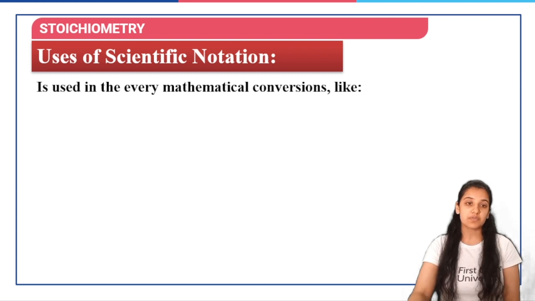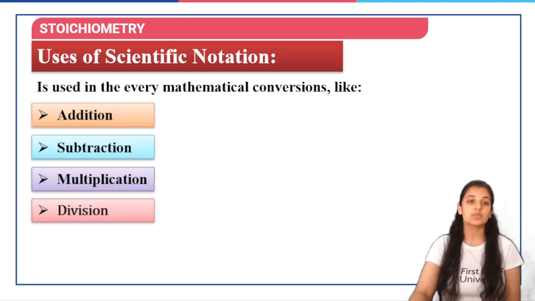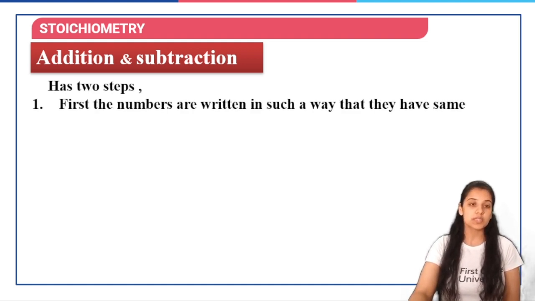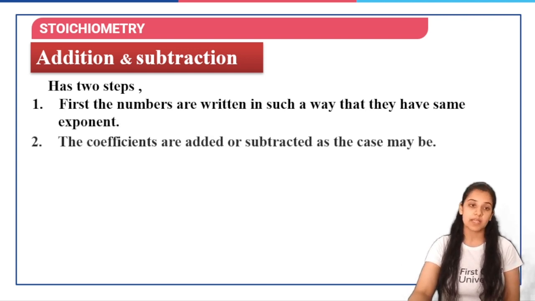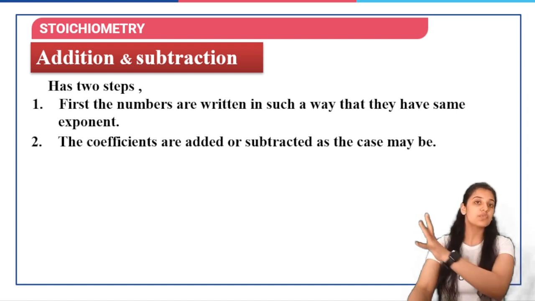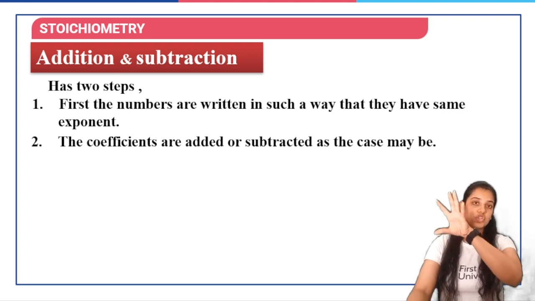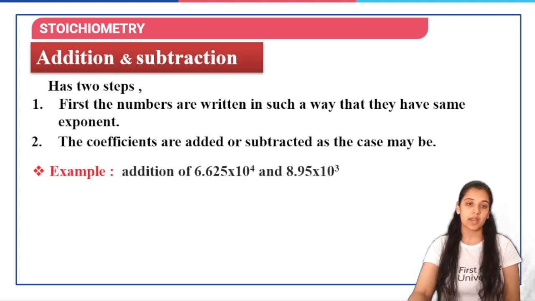So what are the uses of scientific notations? It is used in every mathematical conversions like addition, subtraction, multiplication, and division. So let us see how scientific notation is used in addition and subtraction concept. So it basically has two steps. First of all the numbers are going to be written in such a way that they will have the same exponent. And when we have made 10 raised to power, that is the value of the power of 10, equal for all the values that have to be added, then whatever coefficients are there along with 10 raised to power term, that will be added or subtracted.